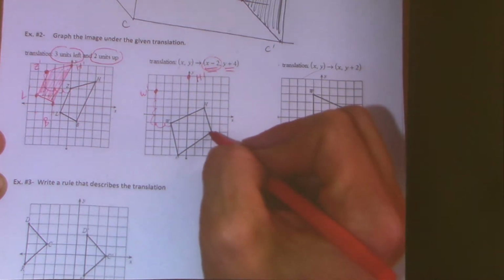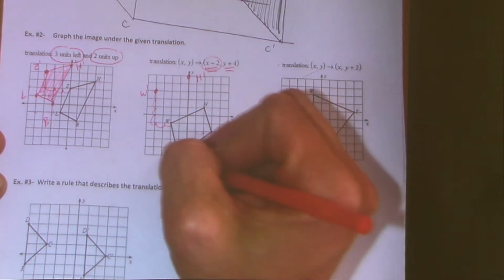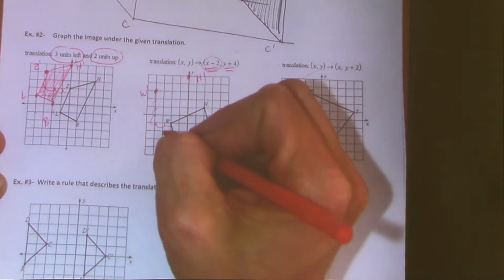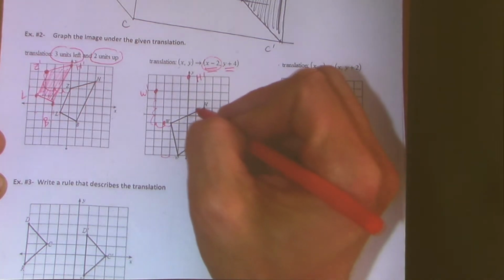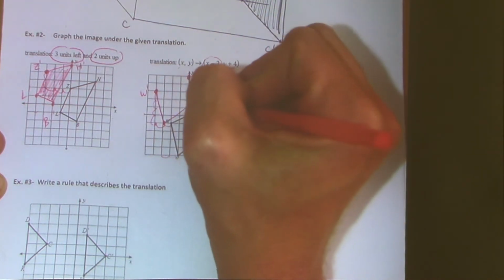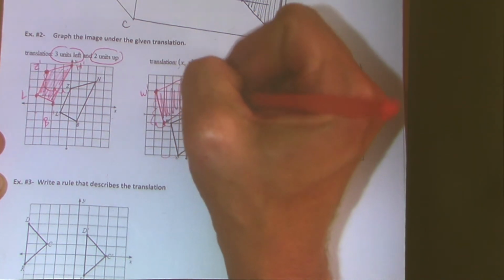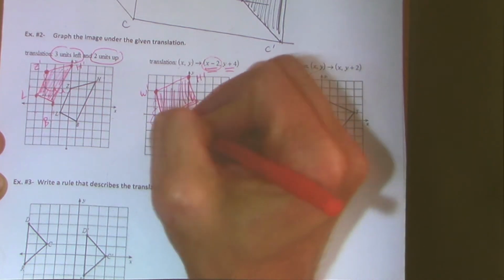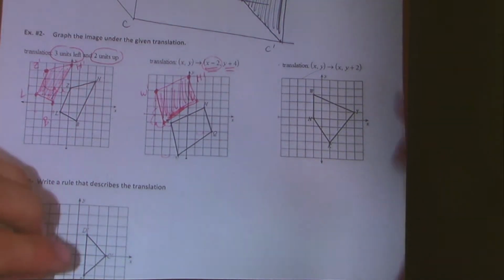In every one of these coordinates, you can move 2 to the left, 4 up. And what you end up doing is you have translated your original shape to its new position. Not bad, hey?